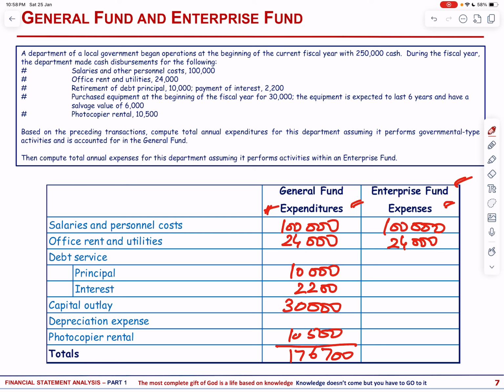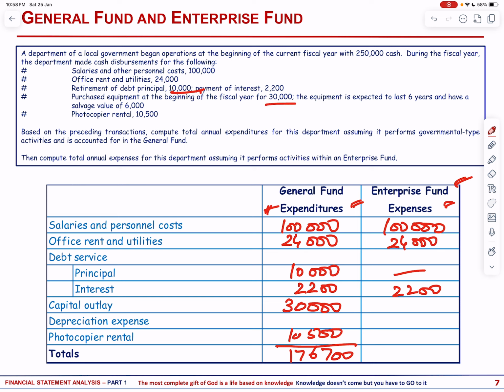Then we have the retirement of debt principal. Now the repayment of principal is not an expense. In an enterprise fund, it is a reduction in liabilities, so nothing is going to be recorded over here under the heading of expenses. But the payment of interest on debt is for 2,200, and interest is recognized as an expense when incurred.